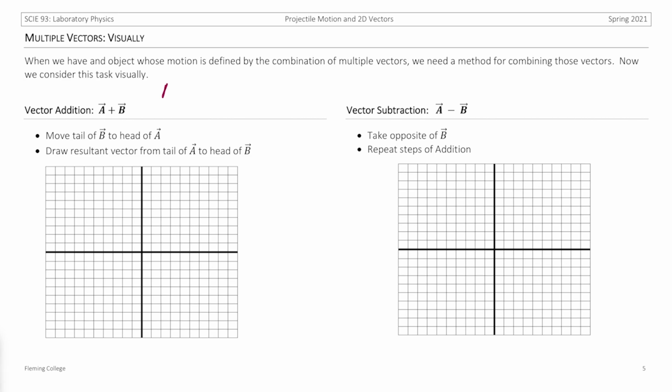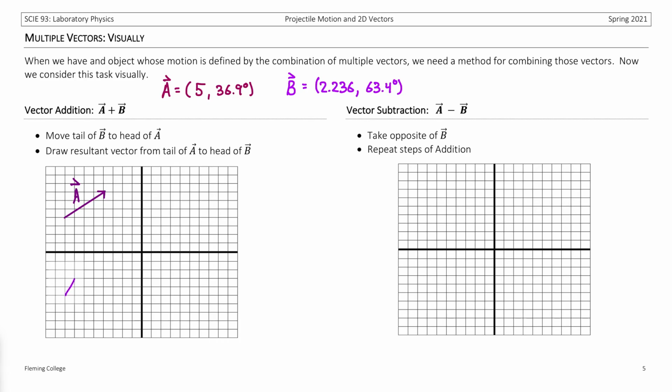So let's use the vector that we saw in the previous slide. Remember, that is A with a magnitude of 5, and we're going to be a little bit more precise here with a direction of 36.9 degrees. And let's consider vector B with a magnitude of 2.236 and an angle of 63.4 degrees. We're going to draw these two vectors, and remember, we can draw them wherever we would like on this coordinate grid. So we draw the vector A and we draw the vector B.